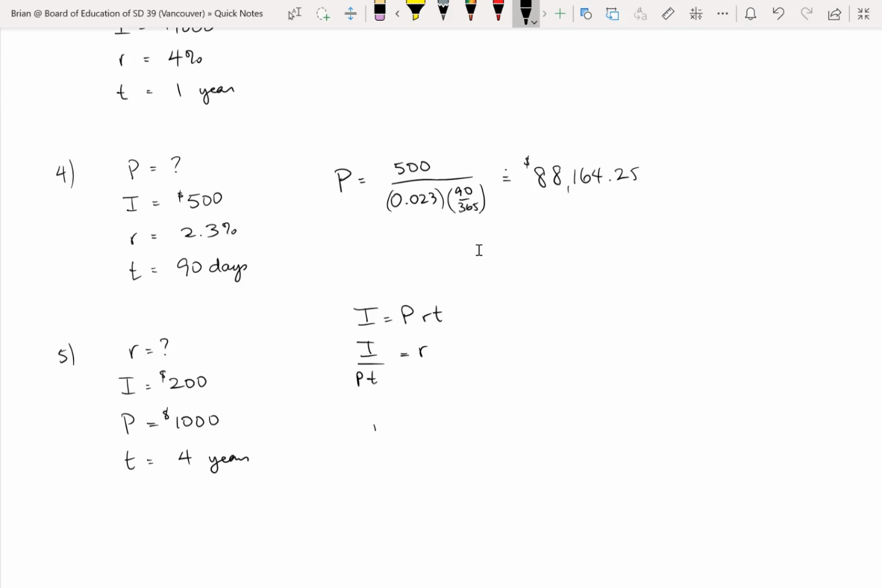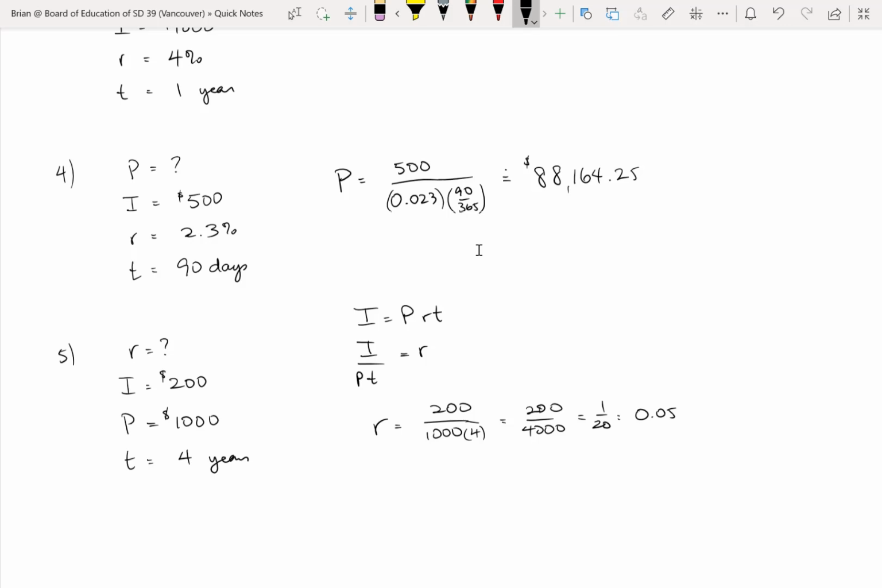And so here we have R equals 200 over 1,000 times 4. And so you can see that's actually 200 over 4,000. We can do this without a calculator. We can just cancel out a couple of zeros top and bottom. You get 2 over 40, which is 1 over 20. And 1 over 20 is 5%, 0.05.